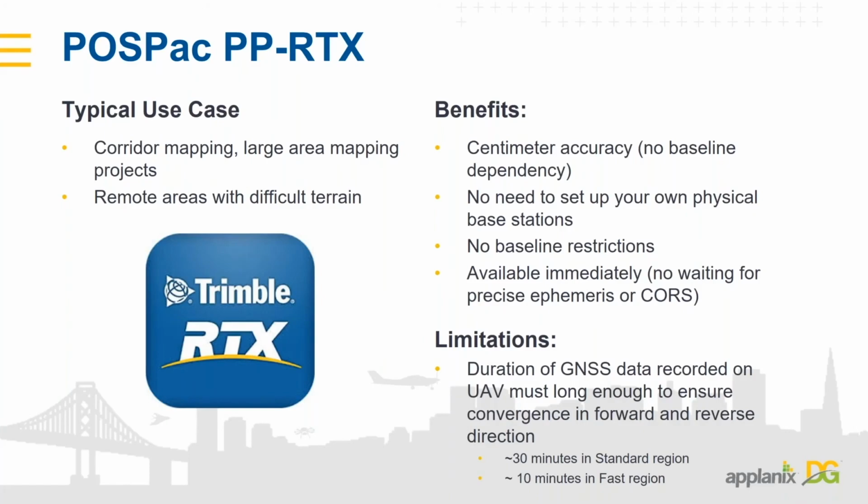The main limitation here is the convergence time. Because we're trying to ensure convergence in both a forward and a reverse direction, the entire project must be longer than the convergence time. So for instance, 30 minutes, because there's a 15-minute convergence time in the forward direction and a 15-minute convergence time in the backwards direction. We're going to want a 30-minute collection in standard regions so that we can get a convergence-free zone for the entire collection. This isn't too bad, but it's something you need to keep in mind.